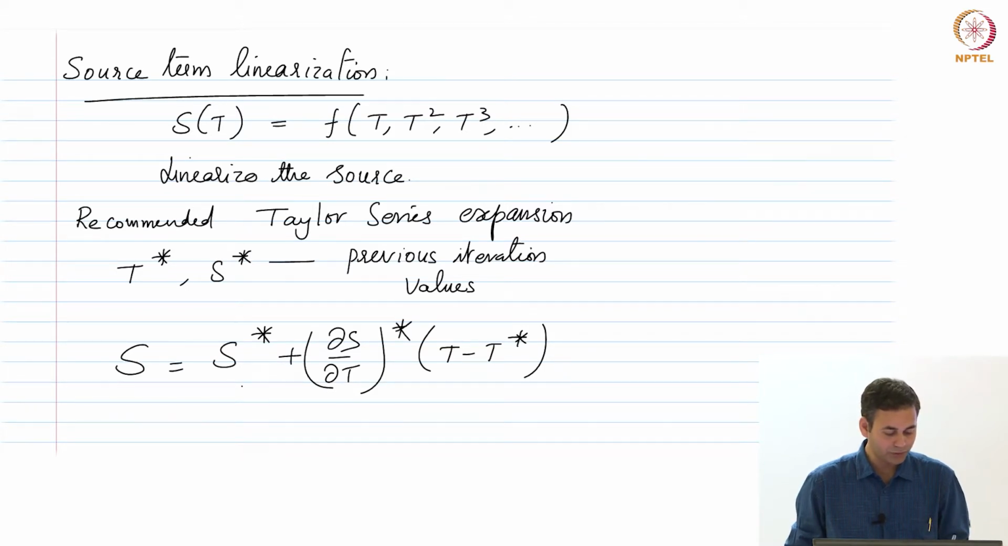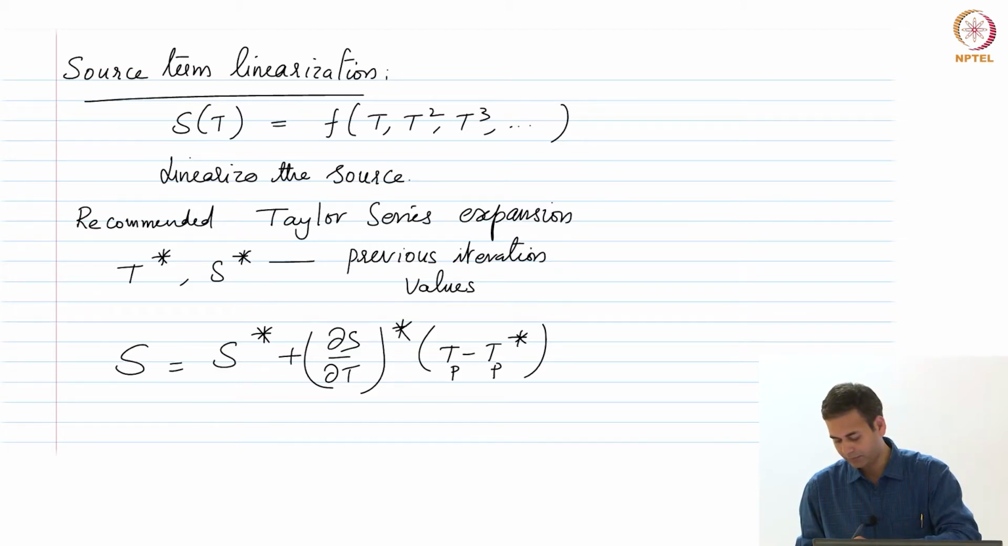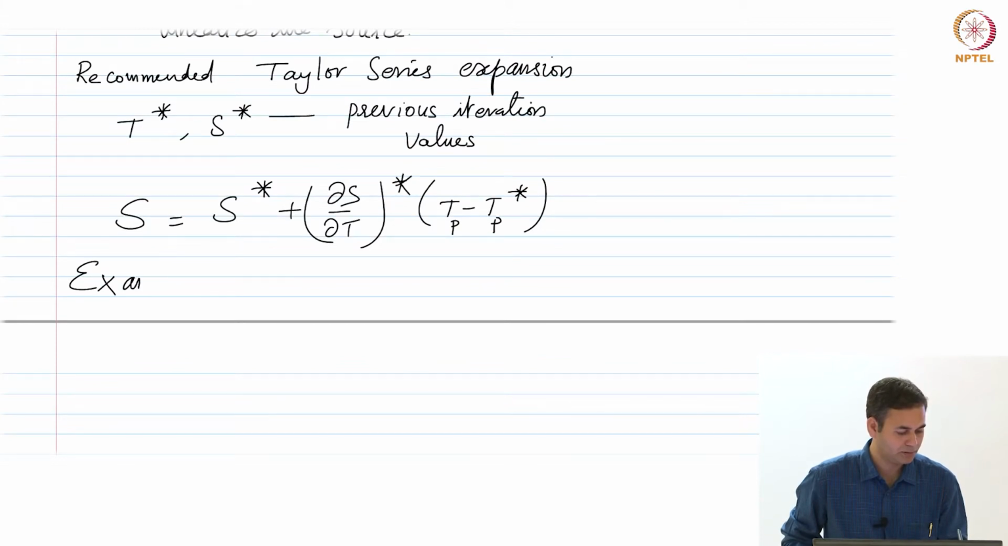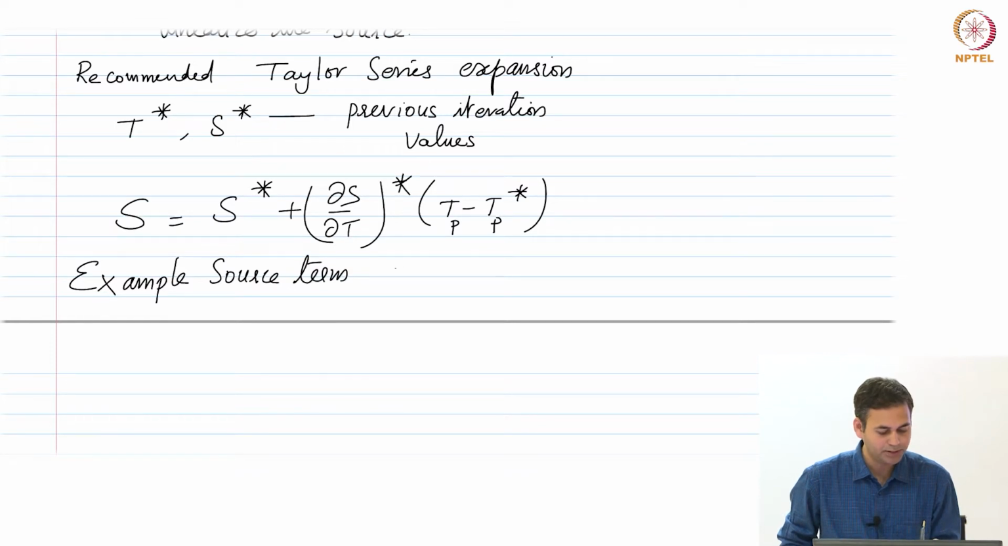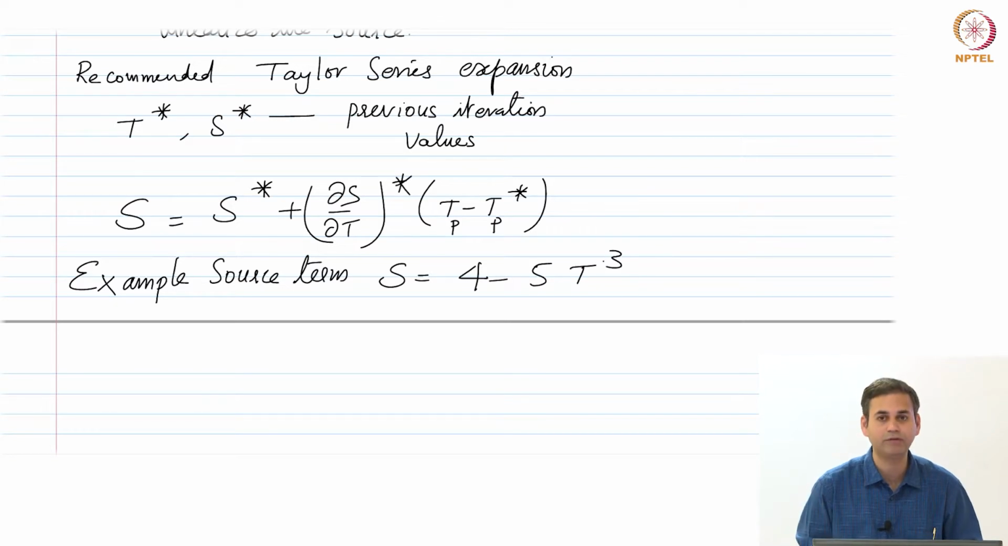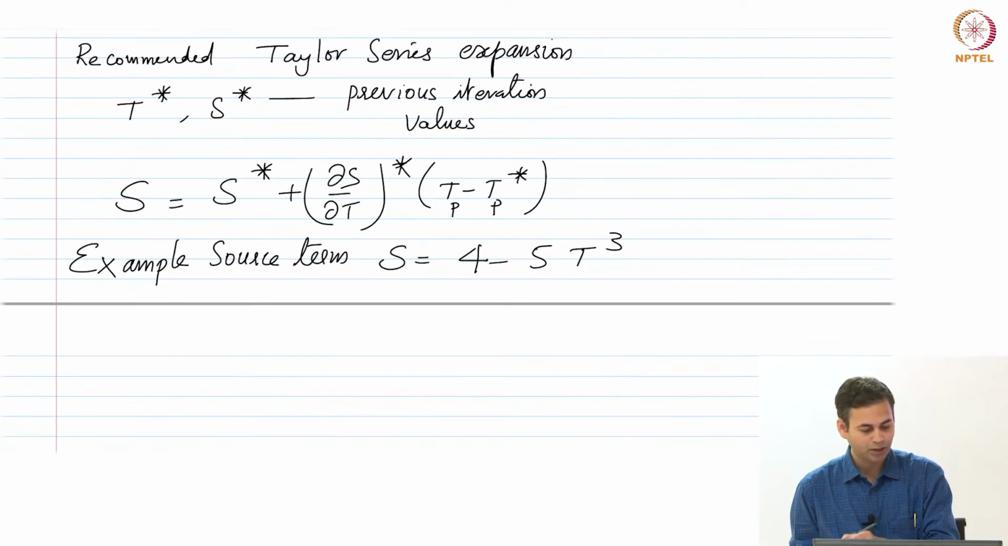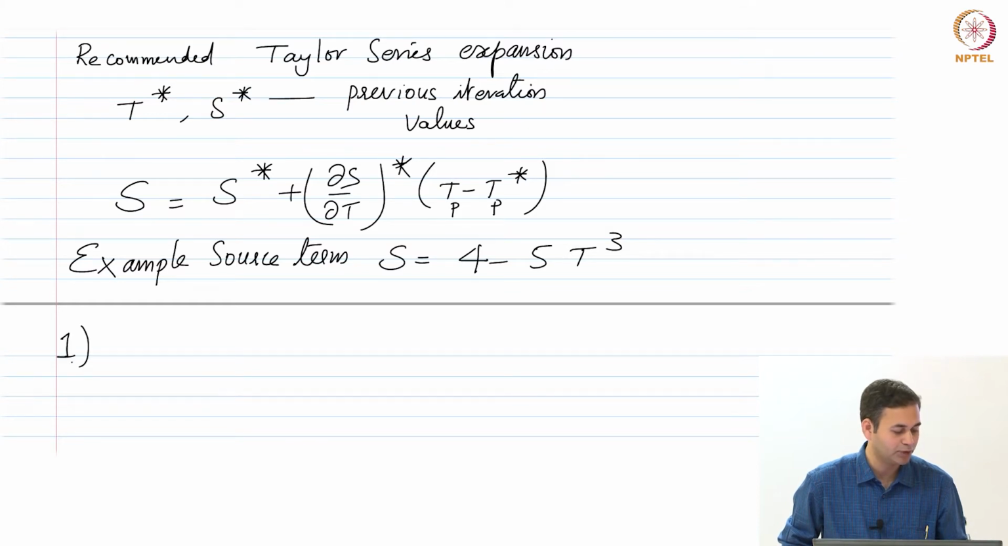Now, of course, if you are applying it for the cell P, then these would read as Tp and Tp star. Now, let us consider an example of a source term. Let's say S equals 4 minus 5T cube. So, we have a cubic function for S in terms of temperature and some constant. I would call this method 1, which is using the Taylor series expansion that we have just discussed.